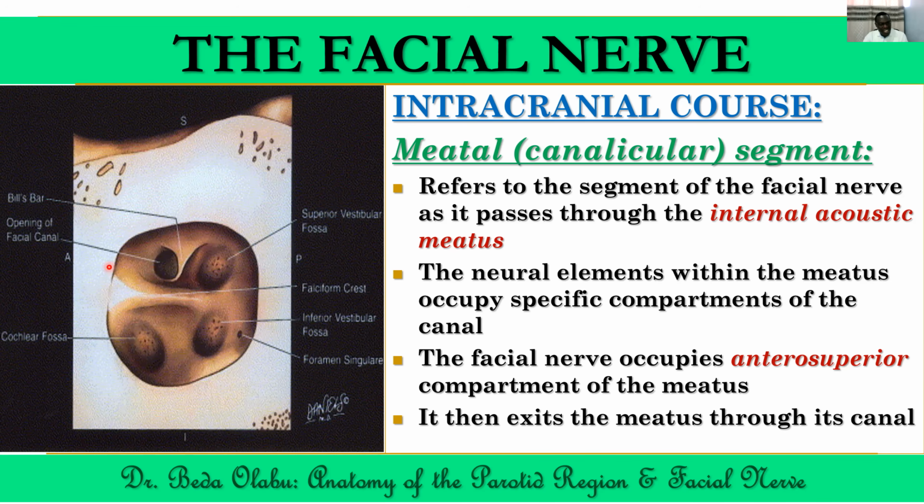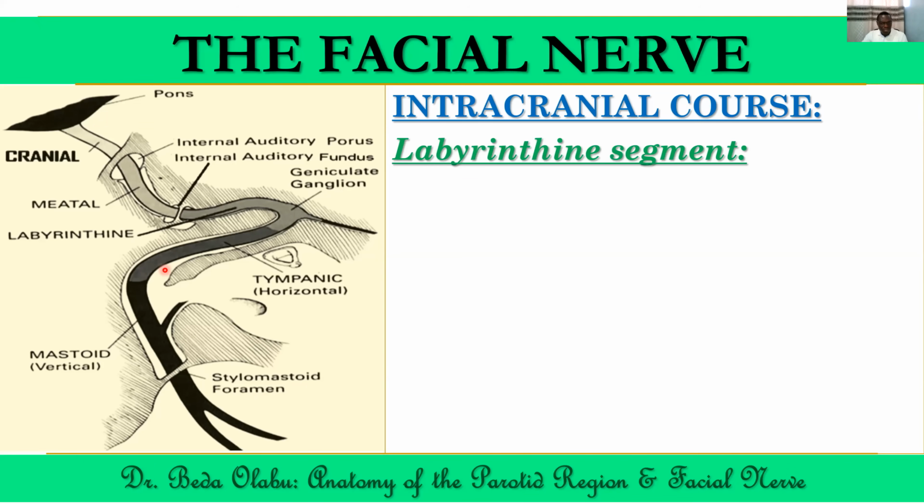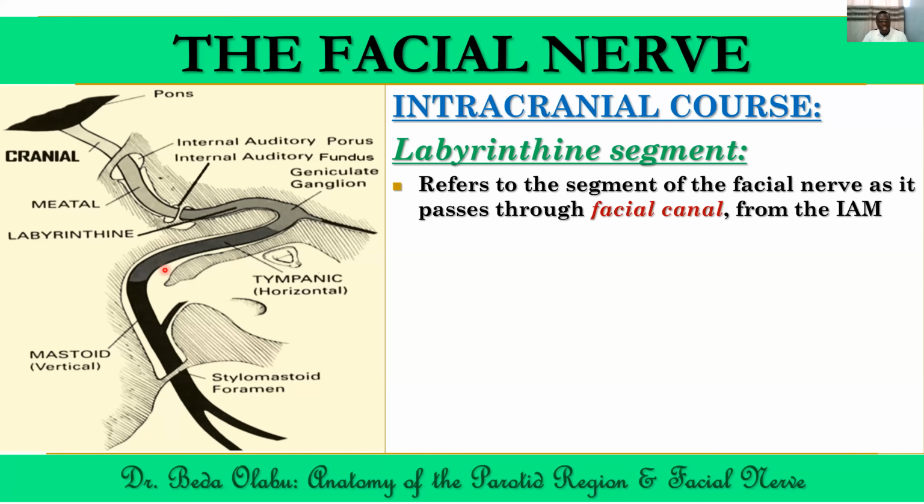Facial nerve exits. So this is the end of the internal acoustic meatus, the most lateral aspect of it. We see facial nerve exiting through that canal, which is in the anterior superior aspect of the internal auditory meatus. That canal is called the facial canal. When it exits there, it goes to the third segment, which we call the labyrinthine segment. So the labyrinthine segment refers to the segment after the internal acoustic meatus, the segment that goes through the facial canal.